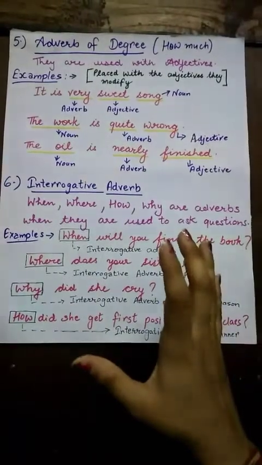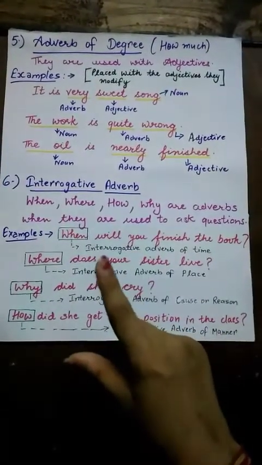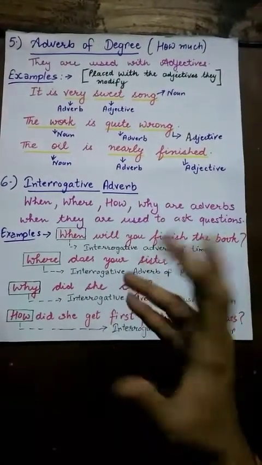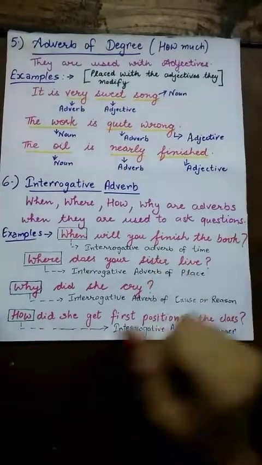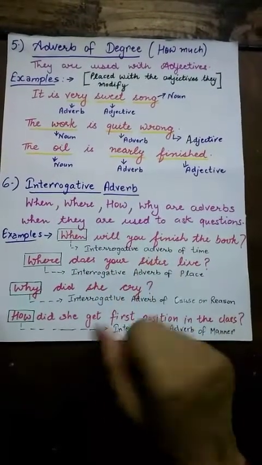Now let's talk about the sixth kind of adverb, that is interrogative adverb. When, where, how, why are adverbs when they are used to ask questions. Now look at these examples. When will you finish the book?